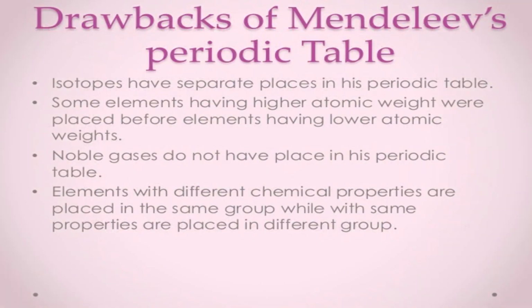Some drawbacks or demerits of Mendeleev's periodic table. Isotopes have separate places in his periodic table. Some elements having higher atomic weight were placed before elements having lower atomic weights. Noble gases do not have a place in his periodic table. Elements with different chemical properties are placed in the same group, while those with the same properties are placed in different groups.